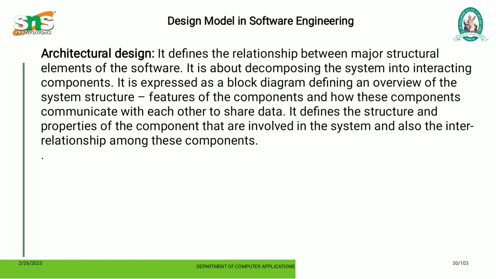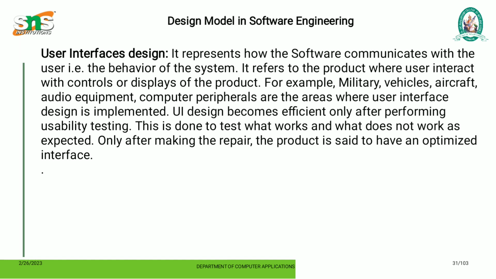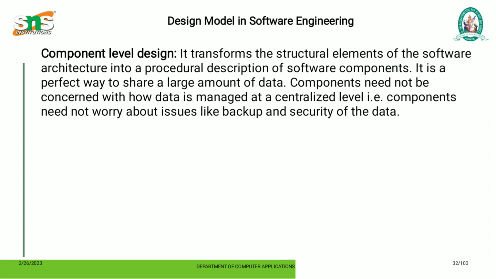The architectural design defines the relation between major structural elements of the software. Block diagram defines the overview of the system, features of components, and how these components communicate with each other to share the data. The user interface design represents how software communicates with the user and behavior of the system. The component level design transforms structural elements of a software architecture into procedural description. Components need not worry about the backup and security of data.